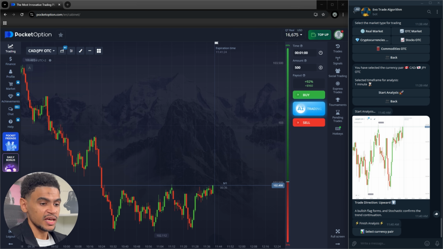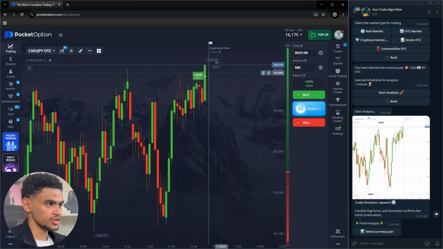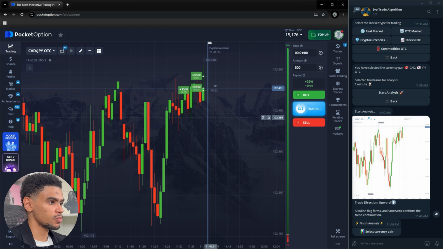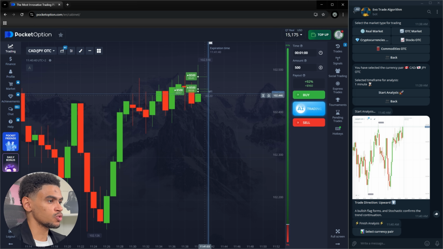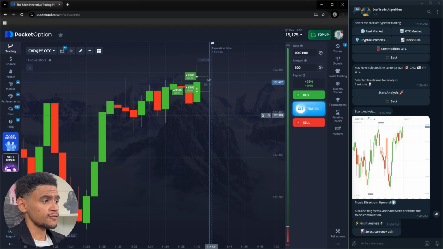So let's observe this. And there we have a buy position signal. So I'm gonna place 500 here on this trade only. And as you can see, we have an analysis breakdown here. A bullish flag forms and stochastic confirms trend continuation. And here is a massive drop where we place even more money. And I know the price will probably go down a little bit more, but we are good for now. 1500 on our first trade.